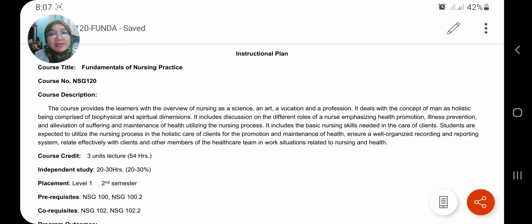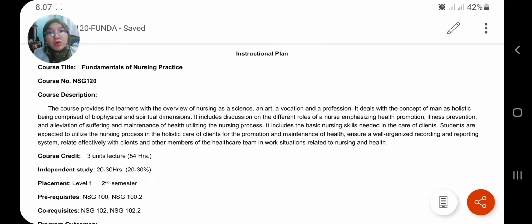Okay? Para klaro lang tayo, isa to sa mga requirements para maging candidate ka for capping. So, pag hindi ka nakapasa sa subject na ito, the same with your NSG 102.2 and 120.2 na NSG, hindi kayo masasali sa list of candidates ng ating capping and badging ceremony.